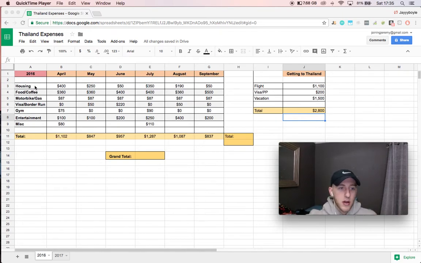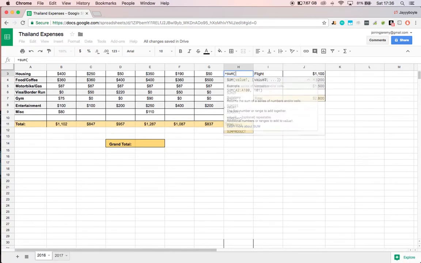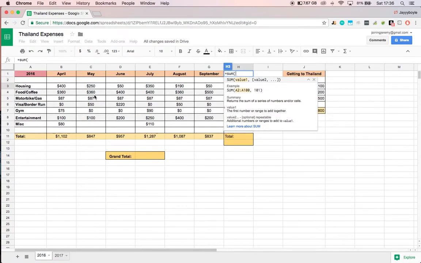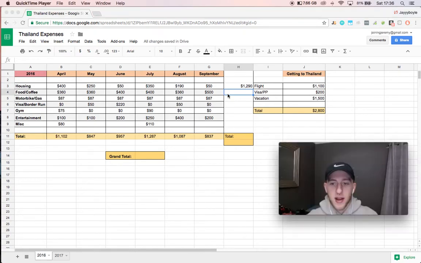So grand total for housing was $1,290. So as you can see, that's extremely cheap. I'm from San Francisco, so to get a studio room in somebody's house or the basement would probably be around the same price as that $1,290.